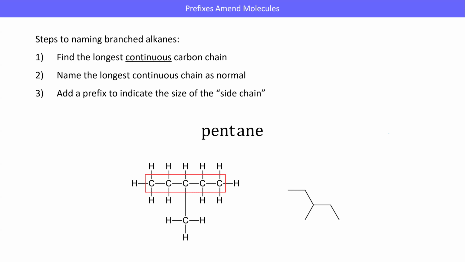So in this case, our branch is only a single carbon. So we're going to use that meth prefix, but we can't say methane pentane. Instead of saying ane, we're going to change the suffix. So instead of ane, we're going to put YL. And YL as a prefix is basically saying it applies to whatever comes right after it.